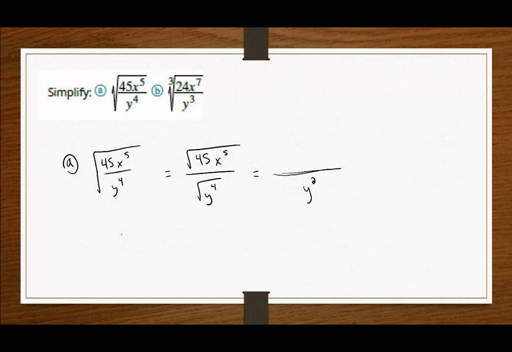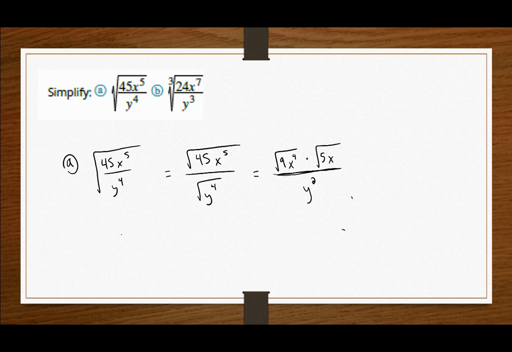Again, we use the product rule to split the numerator up into perfect squares and non-perfect squares. So what's going in my perfect squares and what's going in the trash? 45 could be broken up into 9 times 5. X to the 5th could be broken into x to the 4th times x.